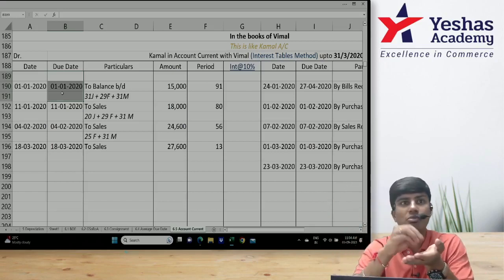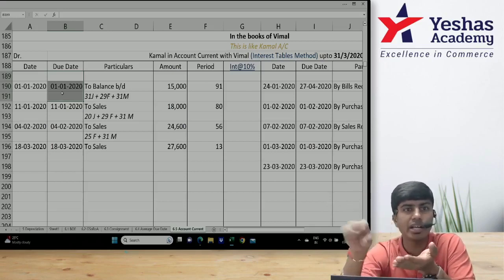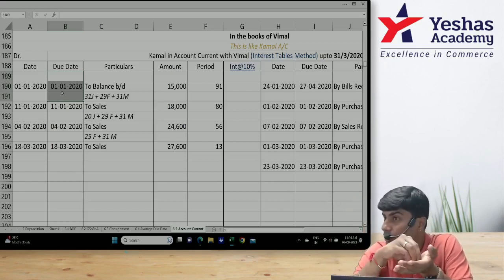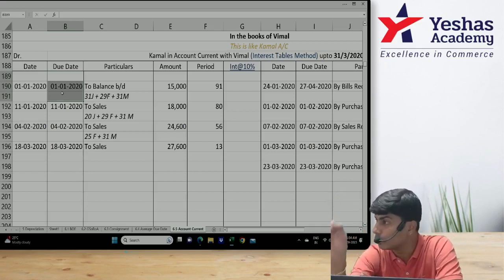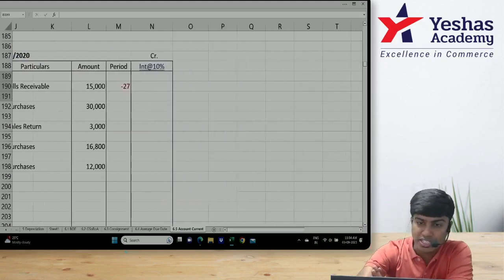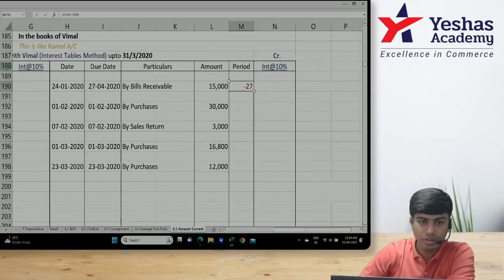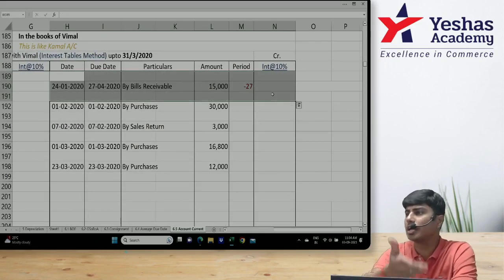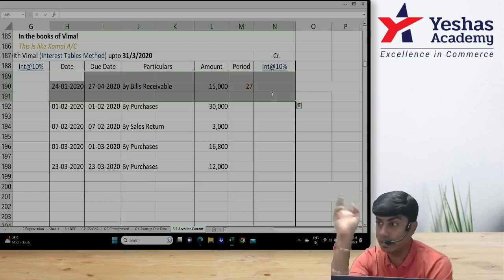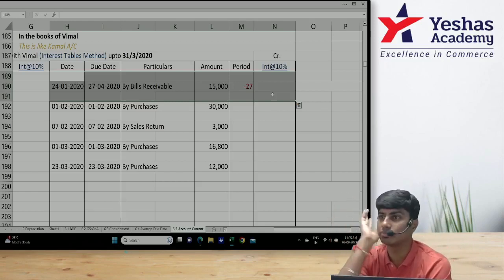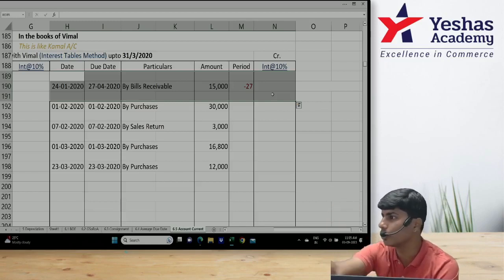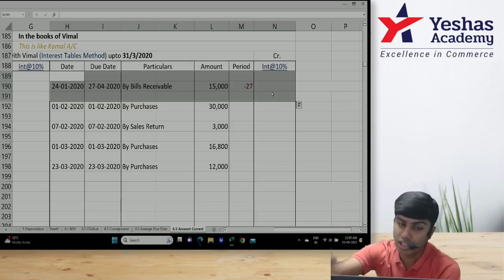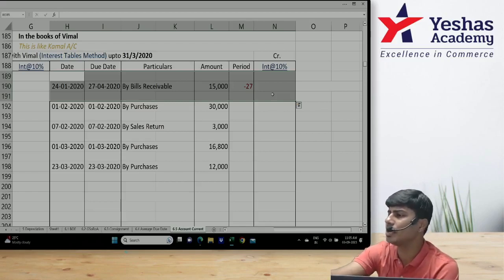Interest should be computed for the amount due in the current period from the due date till the date of account current. If it is due in the next period, should we compute interest in the current period? So for this transaction, interest should be 0. Why? Very simple. It is due on what date? 27th of April. Assume that you are doing account current for the month of April, 1st of April to 30th of April. In that period, for this transaction, we'll compute 28, 29, 30, 3 days interest.